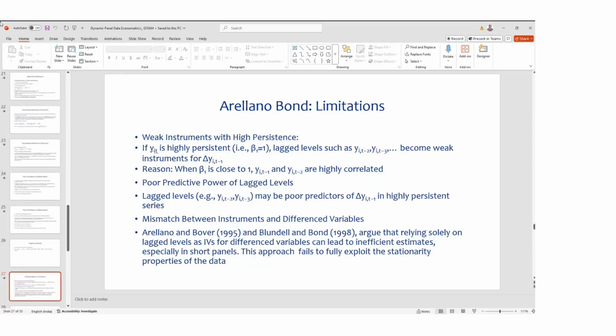Specifically, if YIT is highly persistent, meaning beta 1 is almost equal to 1, what does that mean? When beta 1 equals 1, delta YIT minus 1 is exactly the same as delta YIT, right?